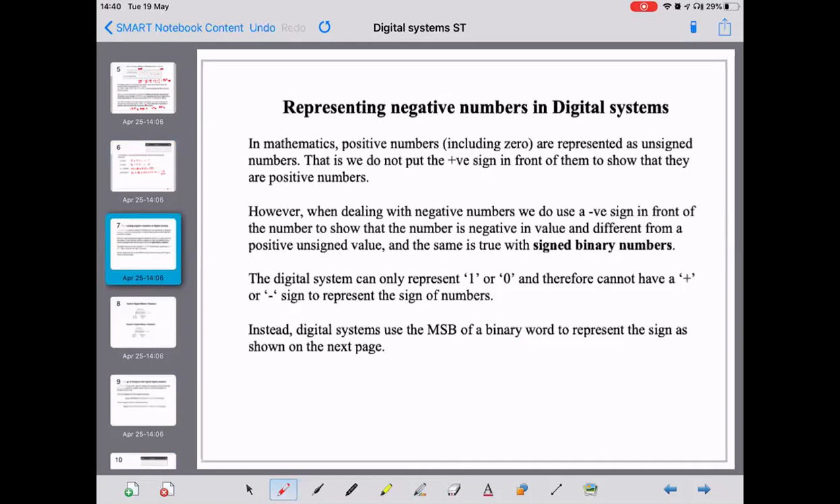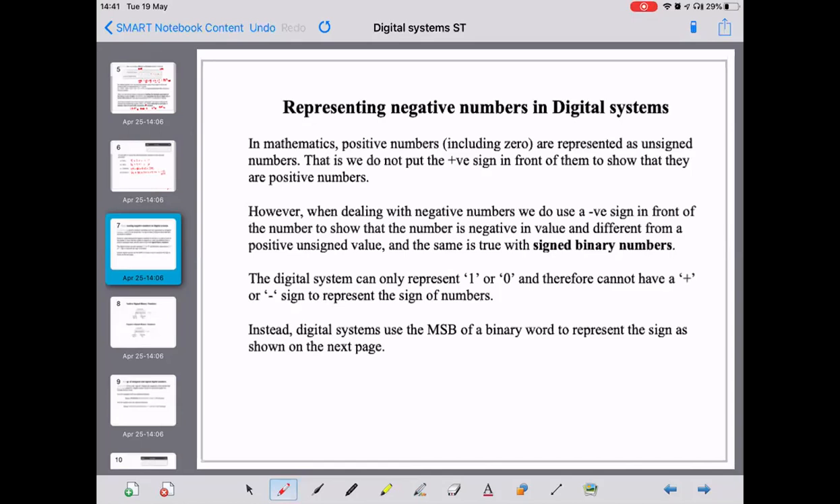Okay, so in maths, positive numbers including 0 are represented by unsigned numbers. So in the normal mathematics decimal number system, we assume a positive sign in front. We don't normally put that. When dealing with negative numbers, in the normal numbering system, we put a minus sign in front of the number to show that it's negative in value and different from a positive unsigned value.